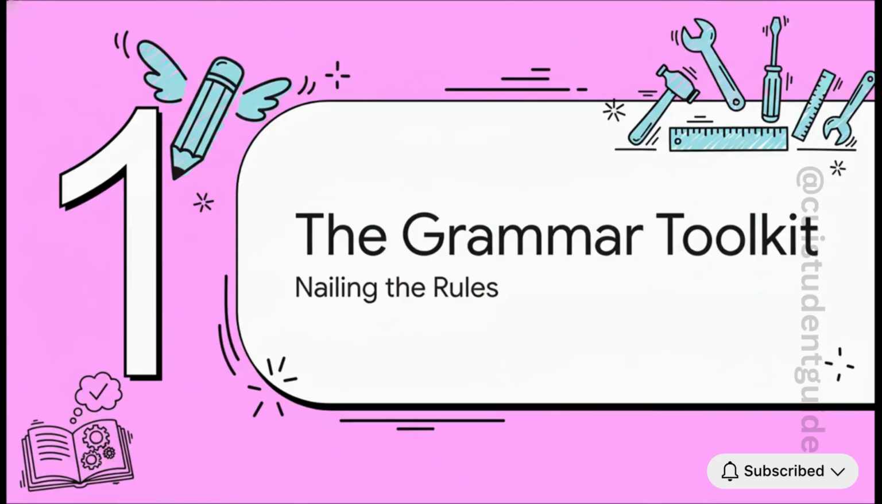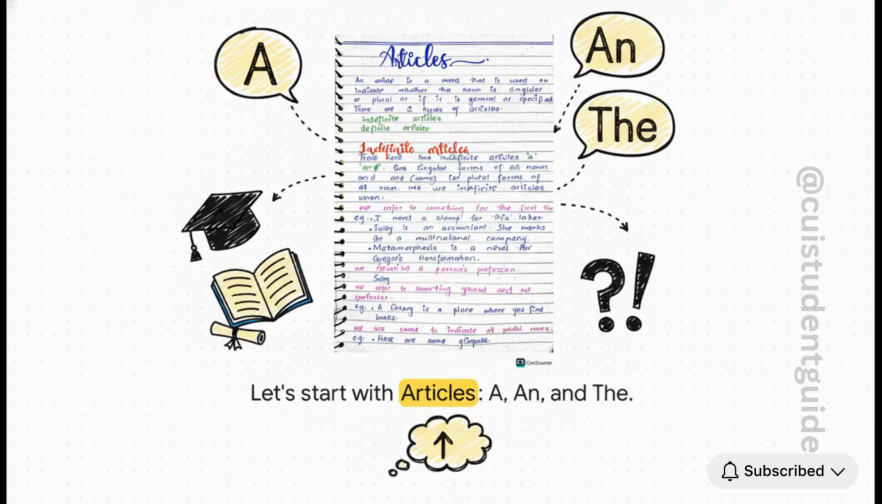First up, let's talk about the grammar toolkit. And look, this isn't about memorizing a bunch of boring rules. It's about getting comfortable with the tools you need to write with precision and confidence when it really, really counts. So let's start with something that seems basic but trips up so many people: articles. These little words, a, an, and the, are such an easy place to lose marks. Let's make sure you don't.